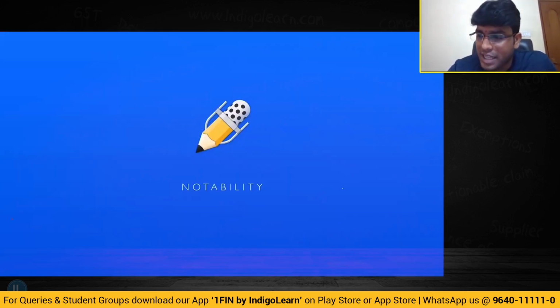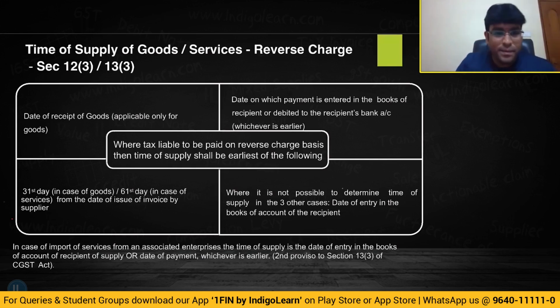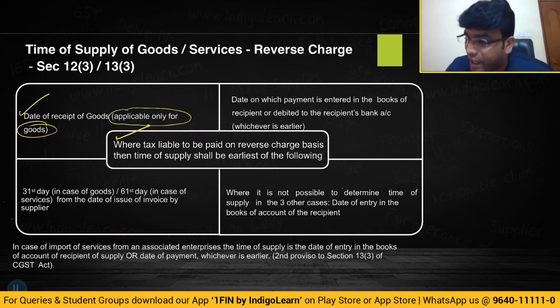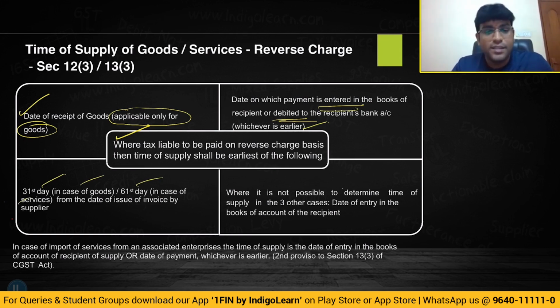So I prepared a small slide to give clarity on this, sir. See the center box first. Where tax is liable to be paid on reverse charge basis, time of supply should be arranged as follows. First one, date of receipt of goods, applicable only for goods. Date on which payment is entered in the books or debited in the bank, whichever is earlier. Next, 31st day in case of goods, 61st day in case of services. These three, whichever is earlier.